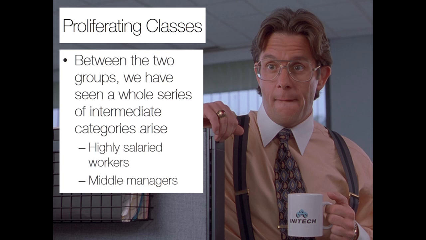Between those two extreme groups, we've seen a whole series of intermediate categories arise, which some authors refer to as the proliferating classes. These are highly salaried workers with a lot of education. They are often highly skilled jobs. Sometimes they are middle managers, so they are a little bit in between. So they do still have power from the top.